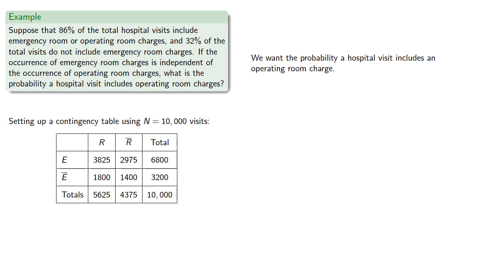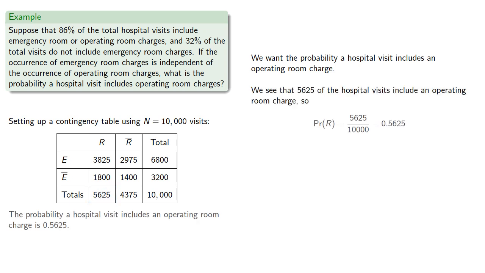Now we want the probability a hospital visit includes an operating room charge. And we see that 5,625 of the hospital visits do include an operating room charge, and so that will give us our probability.